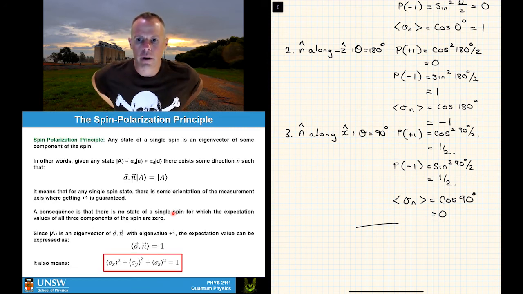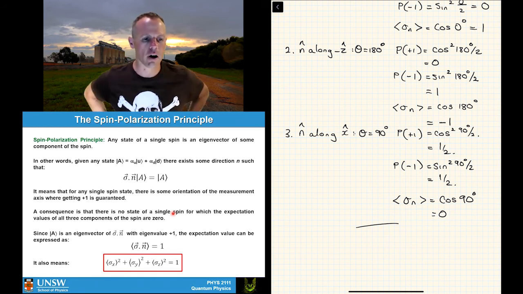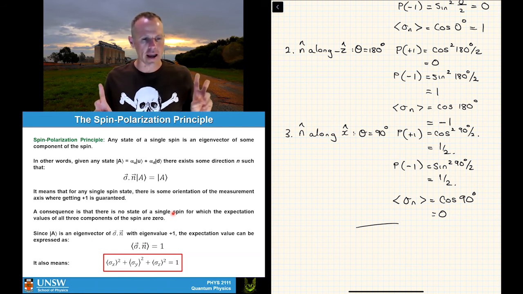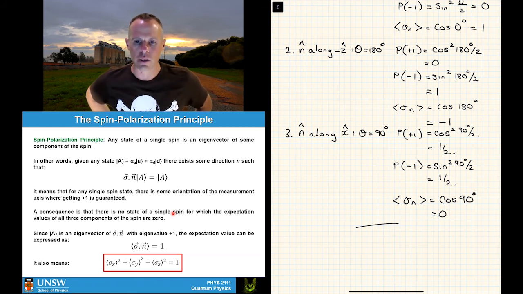So the last point I want to pick up here is a thing called the spin polarization principle that basically follows off the back of this idea. And I'm not going to prove it because I don't have enough time in this lecture. I'm going to let you prove it for yourself as a bit of an exercise. And when we come back to it in lecture 8, I will use it for entangled spins. So you'll get to see how it gets used, but I don't want to do this simple case.